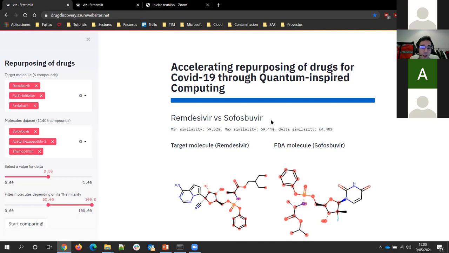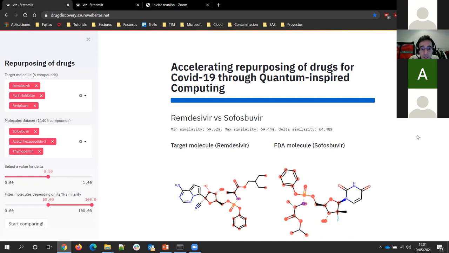So we can see the results here. At first we are comparing the remdesivir versus the sofosbuvir, and in this case we can see that the minimum similarity value is roughly 60% and the maximum value is roughly 70%. So the similarity that gives the equation with the delta, which we have named delta similarity, is roughly 65%.